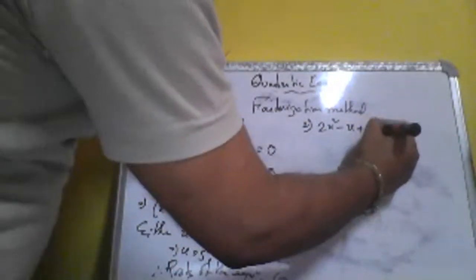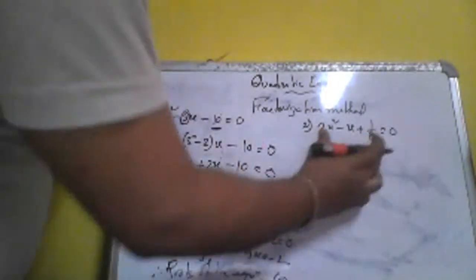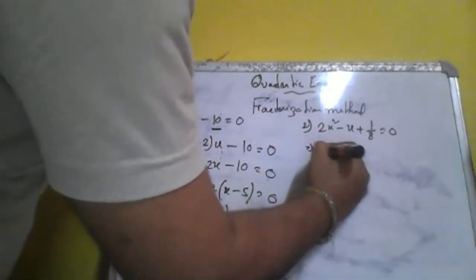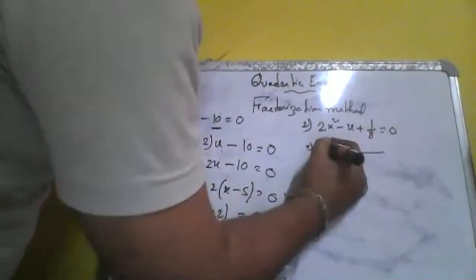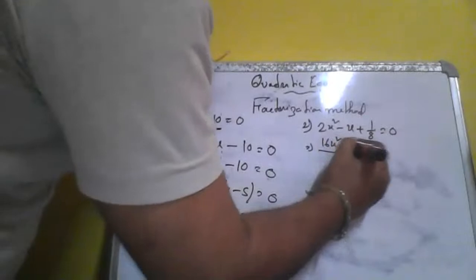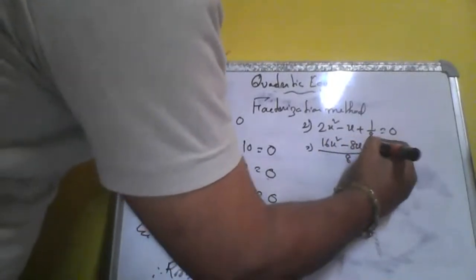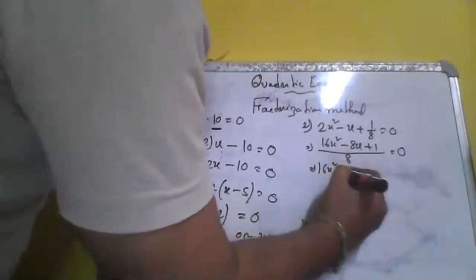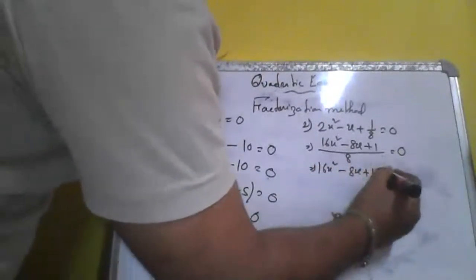Number 2: 2x square minus x plus 1 by 8 equal to 0. Here a fraction is there, then what will we do? We will take the LCM. 8 is the LCM, so we get 16x square minus 8x plus 1 equal to 0. That means 16x square minus 8x plus 1 equal to 0.